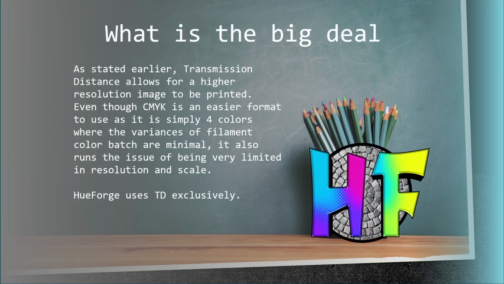So, what's the big deal with all this? As stated earlier, transmission distance allows for a higher resolution image to be printed. So even though CMYK is an easier format to use and it is simply four colors, where the variances of the filament color batch are minimal, it also runs the issue of being very limited in resolution and scale. Hueforge uses TD exclusively.